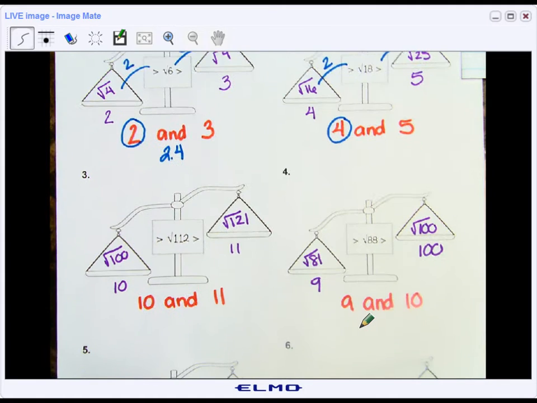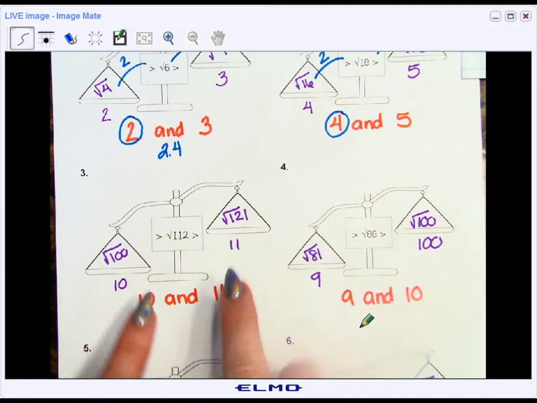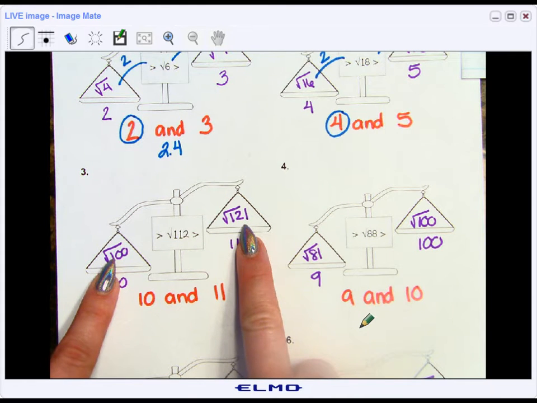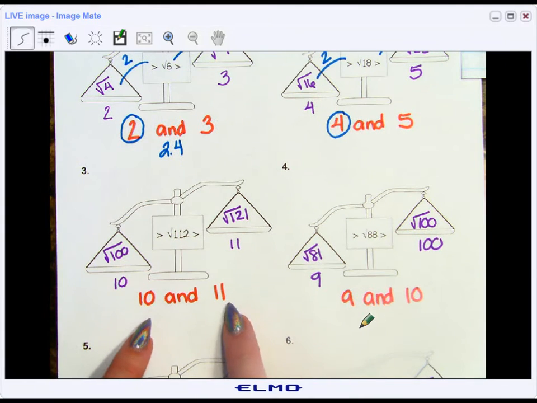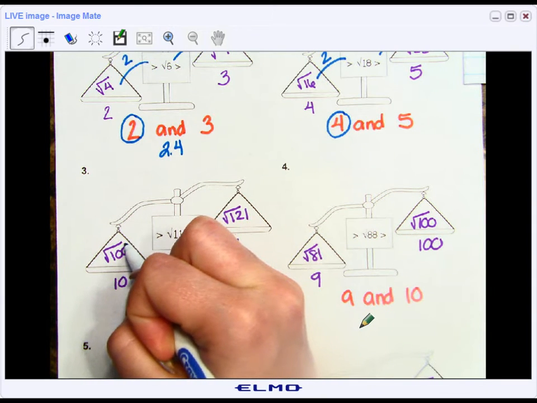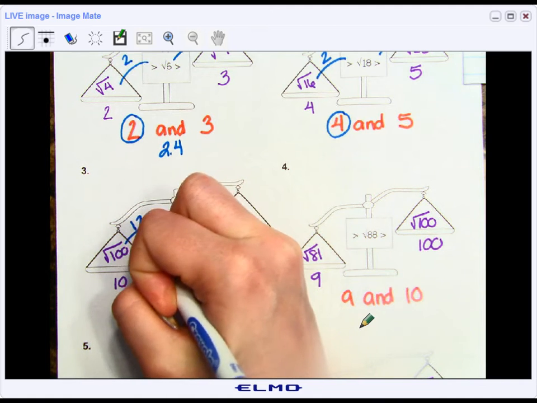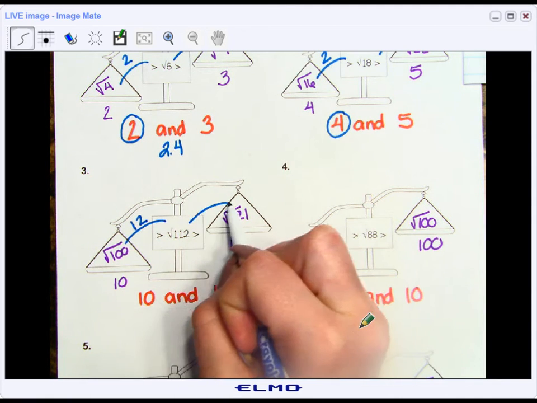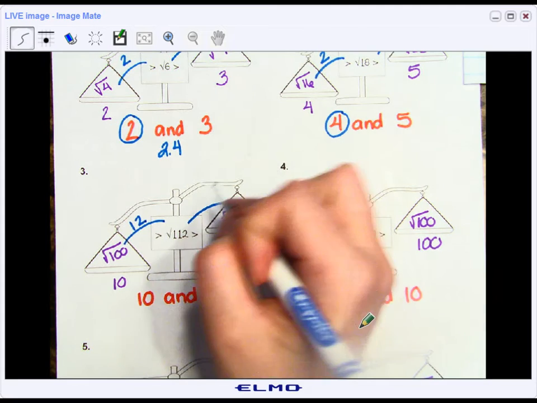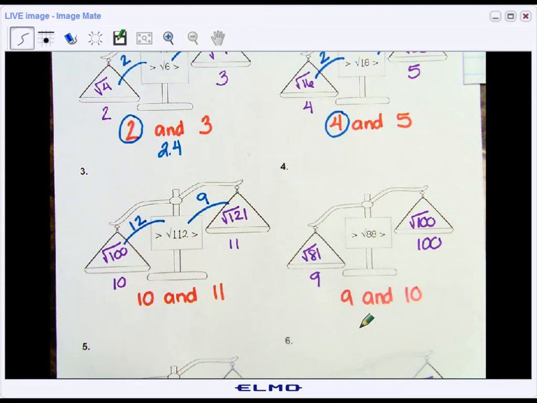Okay, number 3, we have the square root of 112. I walked you through how it falls between these two square roots, and it's between the whole numbers 10 and 11. Now we are taking it a step further and figuring out which one it is closer to. The difference or distance between 100 and 112 is 12, and the distance or difference between 112 and 121 is 9. So you will see in this example, the square root of 112 is closer to 11 than it would be to 10.